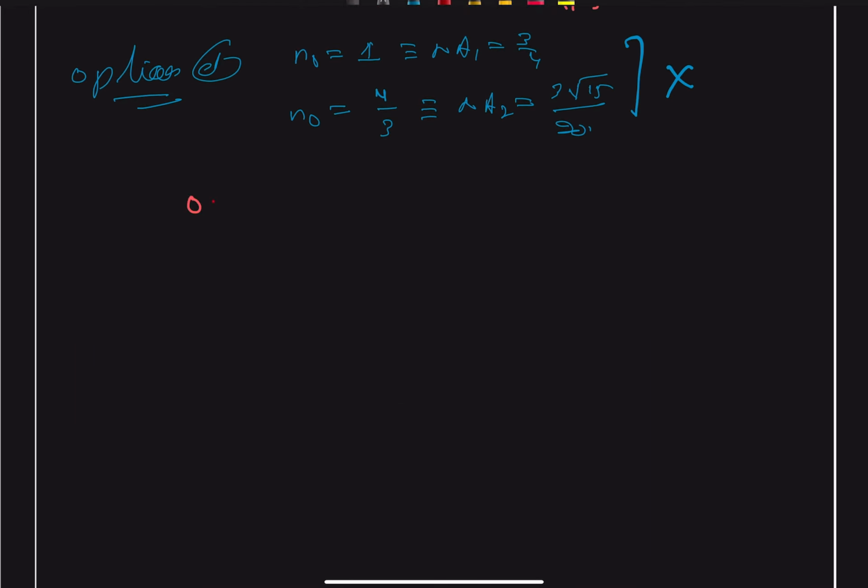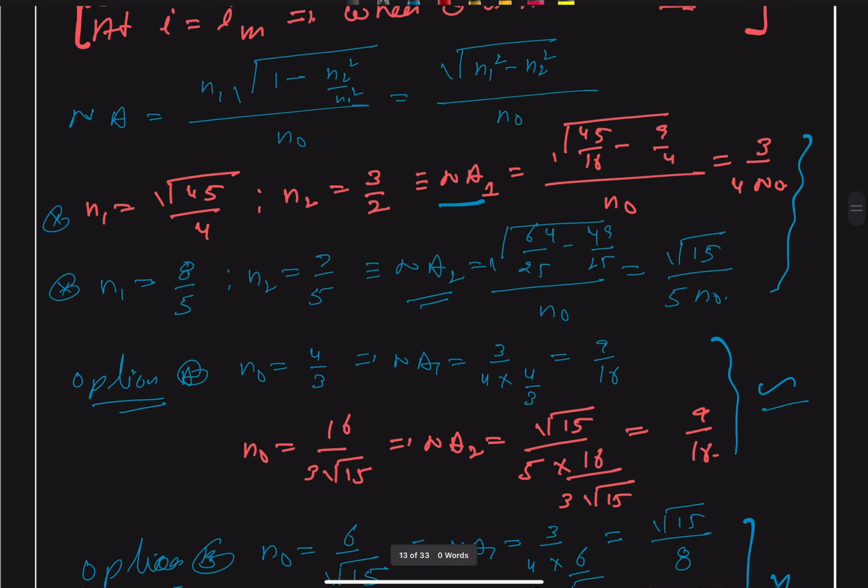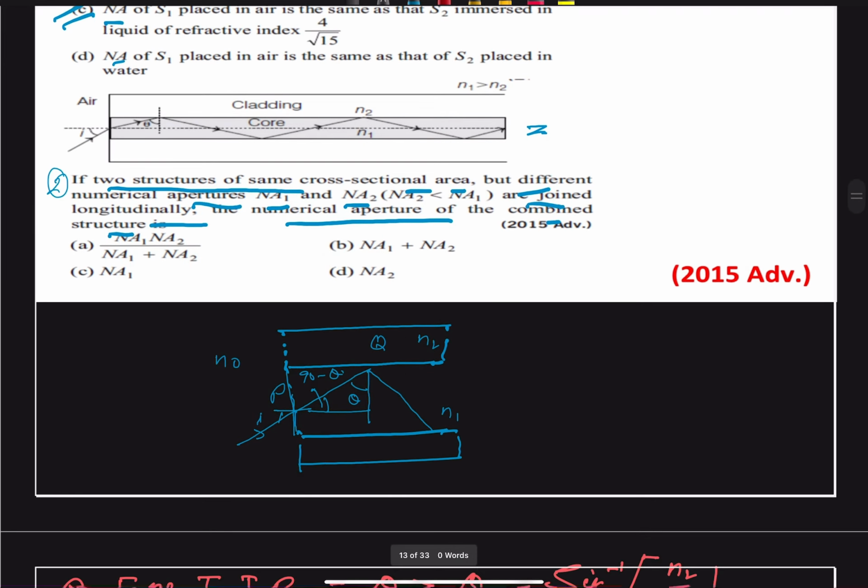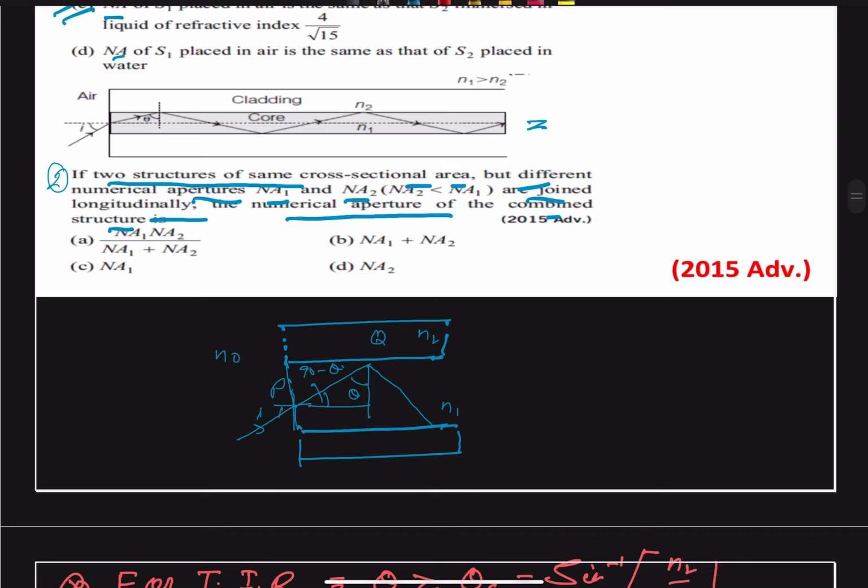So we have options A and C correct. And in the second part, it says that two structures of the same cross-sectional area are joined together. So we have to find out what will be their combined numerical aperture.